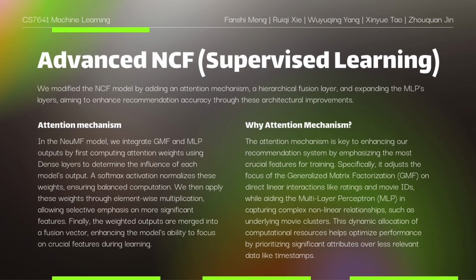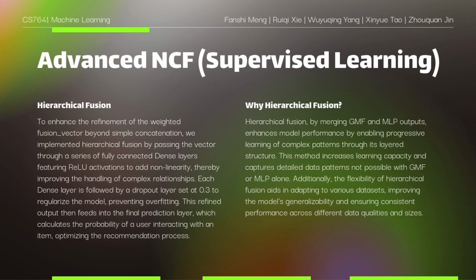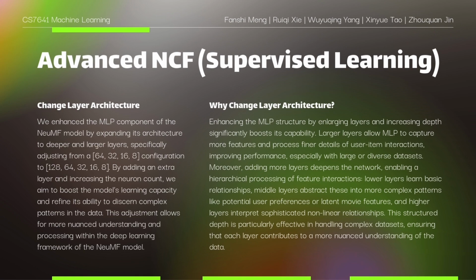Now, moving beyond clustering, we revisited our neural collaborative filtering NCF model to enhance its performance. We incorporated an attention mechanism and hierarchical fusion layers. The attention mechanism adjusts the weight assigned to different features during learning, allowing the model to focus on critical components. For instance, it helps capture linear relationships through generalized matrix factorization and nonlinear patterns through multi-layer perceptrons. Hierarchical fusion refines the combination of features using multiple fully connected layers with dropout regularization, improving the model's ability to learn complex relationships. This advanced architecture significantly boosts recommendation accuracy.